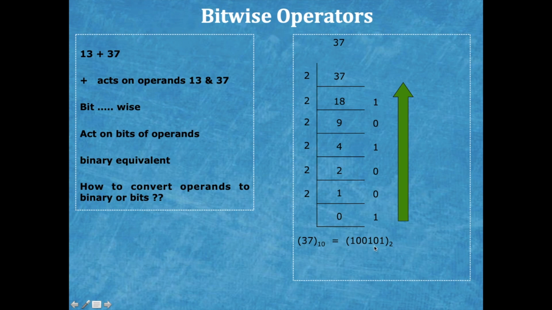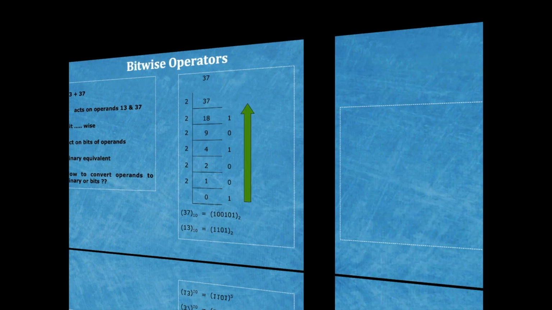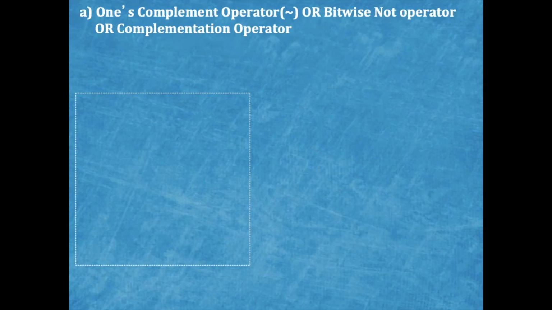Now I want you to pause the video and find the binary equivalent of 13 on your own. Do that. So it is 1101 to the base 2. Now I suggest that you copy this example, and you should also copy the other examples and exercise questions which I will take. We have just studied how to convert a decimal number to binary. Now let's get started with all the bitwise operators.